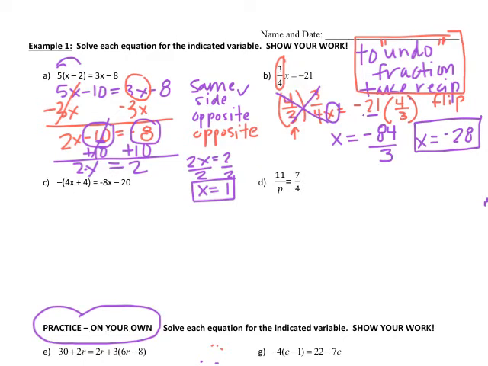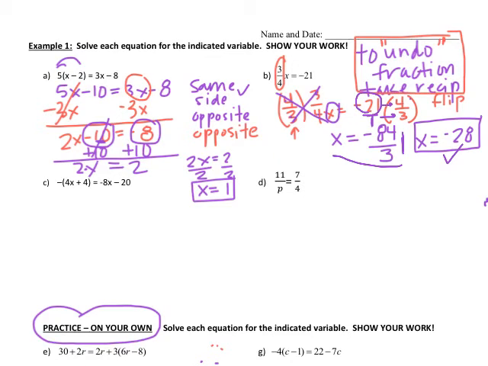Remember, this negative 21 is over 1. Any whole number is over 1, so that makes it easy for me to multiply across the top, multiply across the denominator, and that gave me my negative 18 over 3. Of course, that's just a division problem, and so there's my answer. So be careful when you see the fractional coefficient.